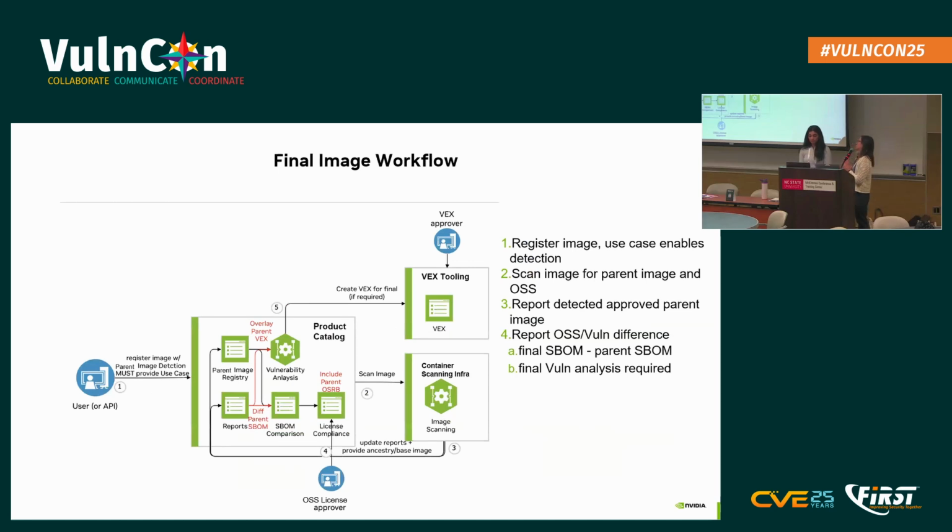Next, we register a final image. In both cases, we have this concept of a use case for the parent image, and the use case must match for the final image as well. So you register the final image, and it gets scanned using that same container scanning infrastructure. This time, though, it will also check whether it has a compliant approved parent image from that use case. If it does, it will show that in the reports: it's using this approved parent image. It will also create an SBOM comparison between the parent image and the final image, so you can see any open source that was added on top of that parent image.